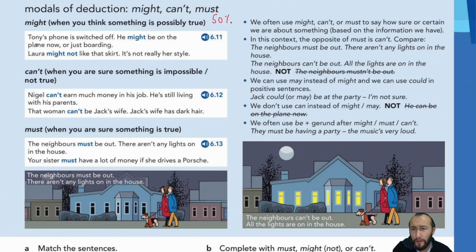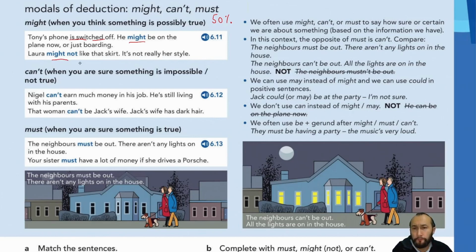then you can use might. Example: Tony's phone is switched off. He might be on the plane now, or just boarding. Tony's phone is switched off, and because of this evidence, I am guessing with 50% certainty, so I say might. Negative, might not: Laura might not like that skirt.